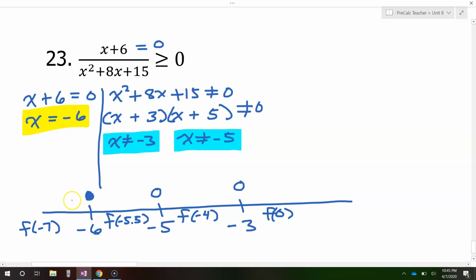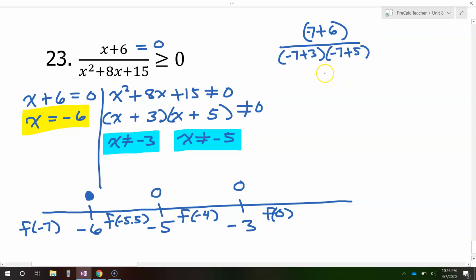Now, let's test these values out. Okay, when I do this, I'm going to use the factored form. So for example, when I put in -7, I'm going to have -7 plus 6. But I'm doing the factored form now, guys. So I'm going to have -7 plus 3 and -7 plus 5.